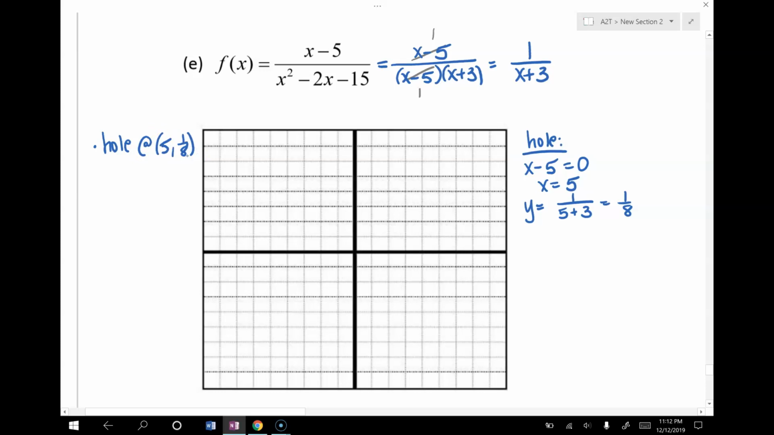Now, I'm looking at this simplified equation and it looks super familiar to something we did two days ago. Anyone? Yes, ladies and gentlemen, this is a reciprocal function. And how do I know? Because I have a constant over a binomial. So we can follow those directions to graph it.